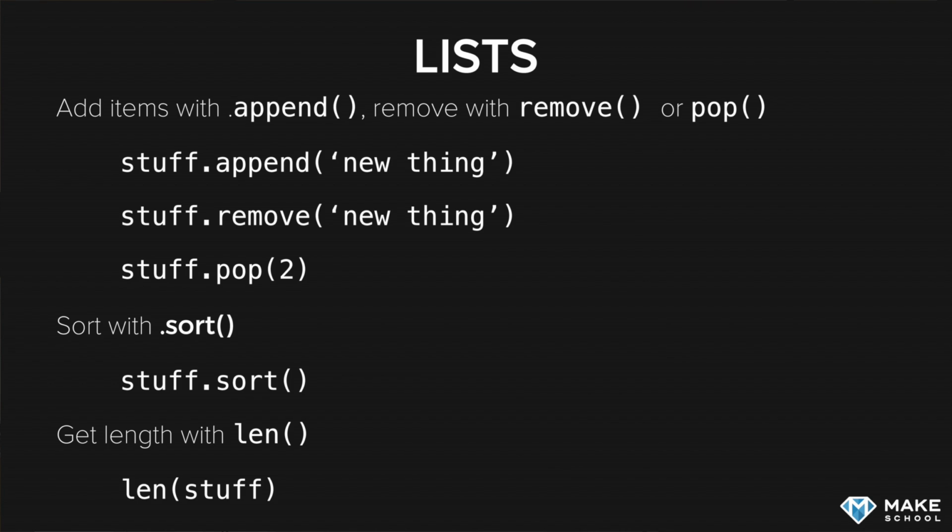I can append something, a new thing. It'll get added at the end of the list. I can remove something by element. It will search through the list, find the first instance of what I'm showing it, and remove it, but it will not remove all instances.